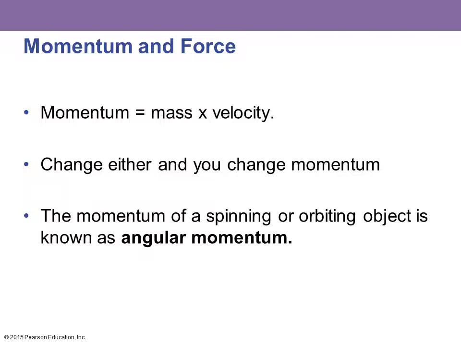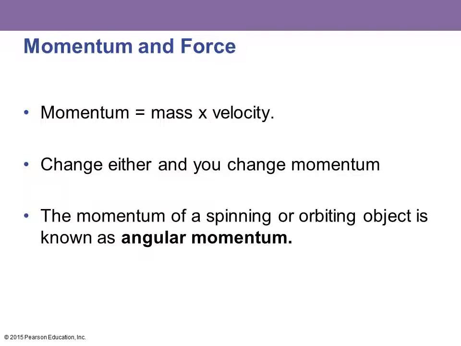So momentum takes two factors, mass and velocity, the mass of an object and the velocity that it's moving, and that equals momentum. But if you change either one of them, you change the momentum of the object. Now the reason we're looking at this is because a lot of objects in the universe are moving in a circular or semicircular elliptical type orbit. So that's a special form of momentum. It's called angular momentum. So if something is spinning or orbiting, it has angular momentum.